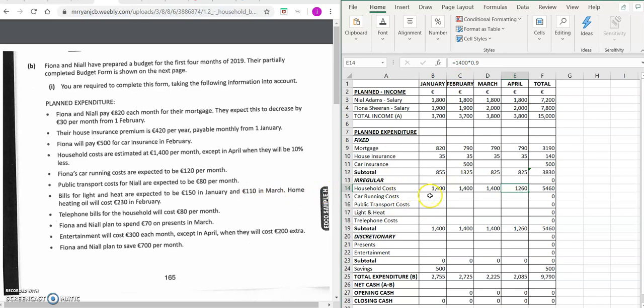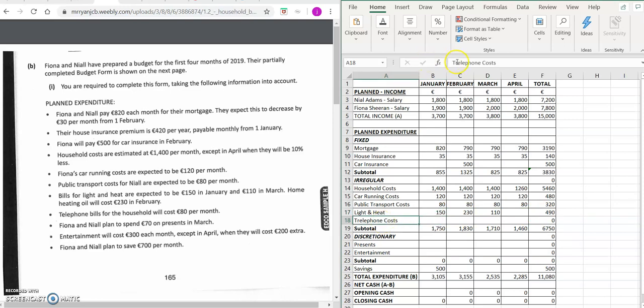The car running costs are 120 per month. Just going to put 120 in for each month. Your public transport then is 80 for Neil for each month, so it's going to go in for each month, 80. Your light and heat then, in January is 150, and 110 in March, and then 230 in February. So you're going to add that going across and you're going to get 490. So 150, 230, and 110.